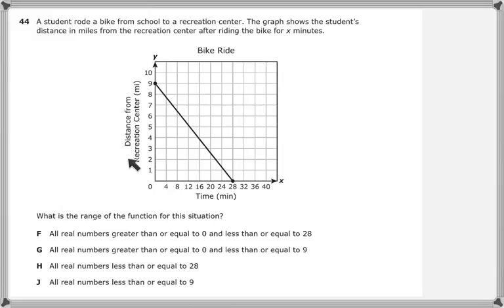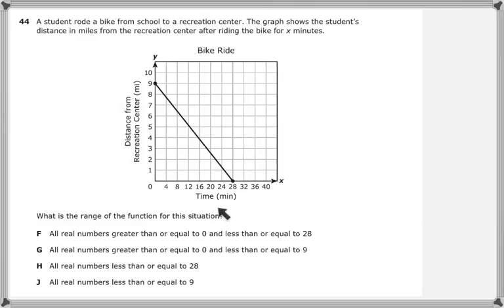On the y-axis, or vertical axis here, we have the distance from the recreation center in miles. So the starting point of our line here is at the y value of 9 miles. So when the student starts out at the school, he's 9 miles from the recreation center.